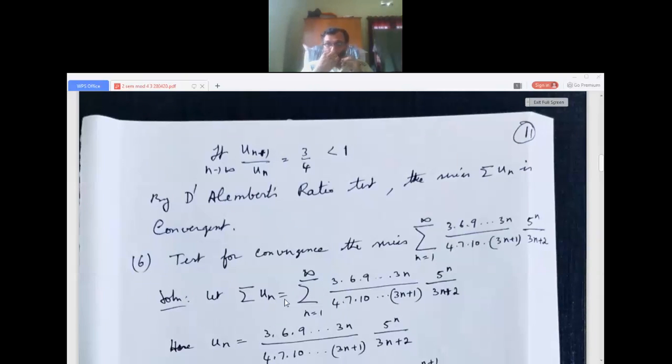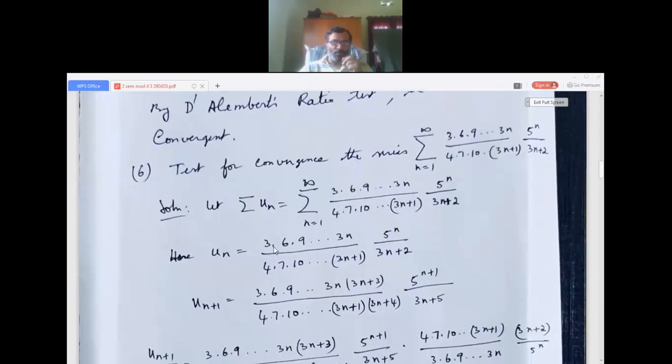So sigma un is equal to sigma n equals 1 to infinity, 3 into 6 into 9 goes on till 3n divided by 4 into 7 into 10 goes on till 3n plus 1, into 5 power n divided by 3n plus 2. From here we get un is equal to 3 into 6 into 9 into 3n divided by 4 into 7 into 10 till 3n plus 1, 5 power n by 3n plus 2. This is un, the nth term.